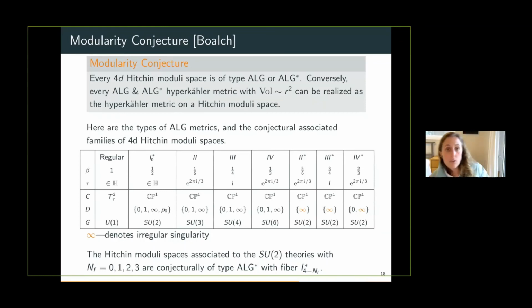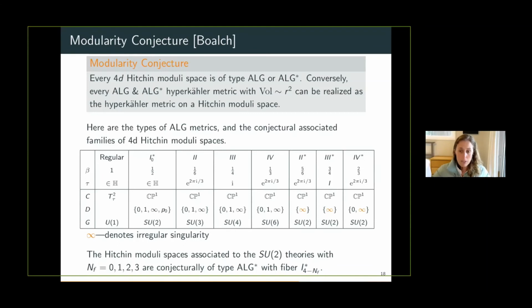So there's this modularity conjecture posed by Philip Boalch, which says that every 4D Hitchin moduli space is of type ALG or ALG star, so it definitely has volume growth like r squared. Conversely, and this is maybe more surprising, every ALG and every ALG star can actually be realized as the hyperkähler metric on a Hitchin moduli space. So if you want to exhaust all the ALG things, you can look only at Hitchin moduli spaces.